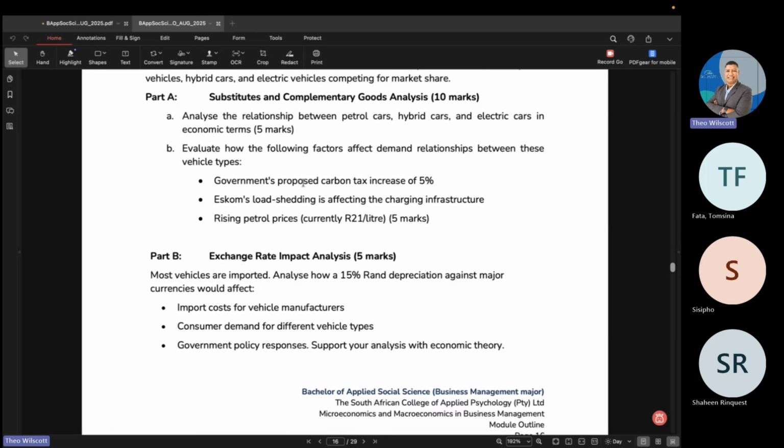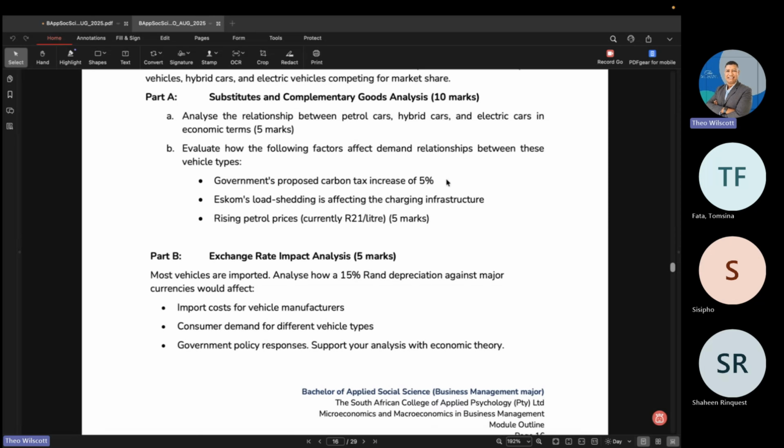So government proposes a carbon tax, which means that the price of petrol cars will go up. Eskom's load shedding is affecting the charging infrastructure. You don't have a number, you don't have a percentage. So what impact will that have on electric vehicles?